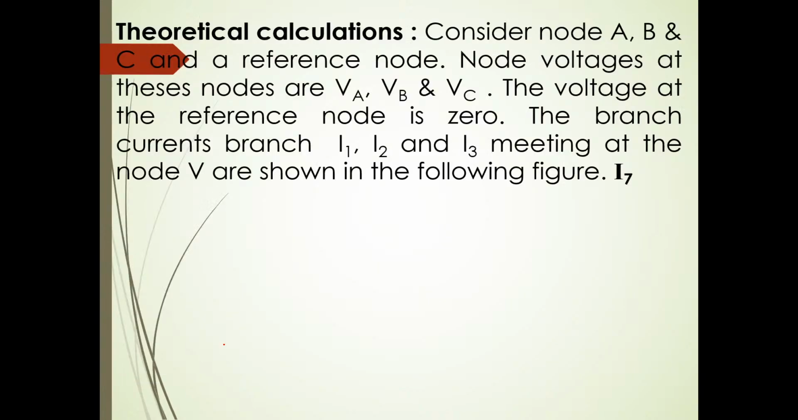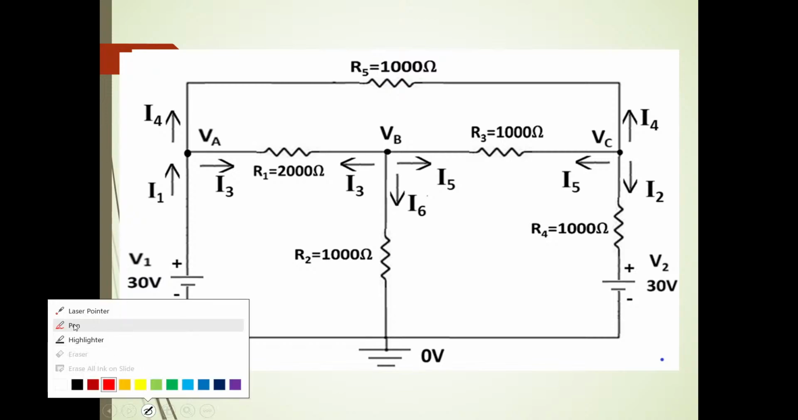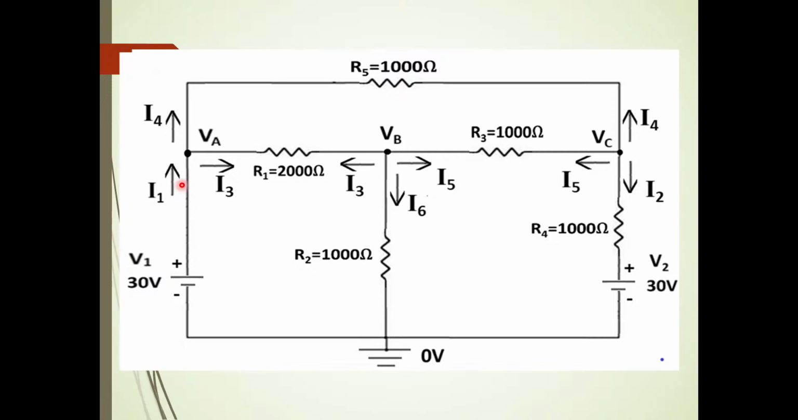Now let us assume the current directions. Your wish, you can assume any current direction. See here what I have assumed. Since the source is directly connected to the node, the current comes from the source; since this is V1, I have assumed an entering current here, that is I1. VA is nothing but V1, that is 30 volts. From the source, the current will divide into I4 and I3. Notations are our wish. So I1 is divided into I3 and I4. I1 is the entering current, I4 and I3 are leaving currents.